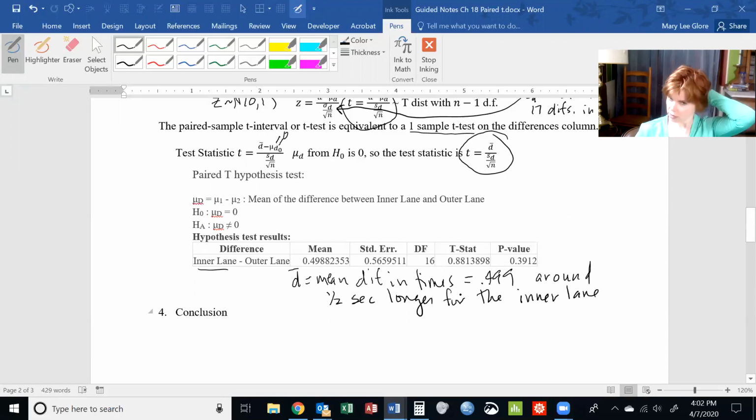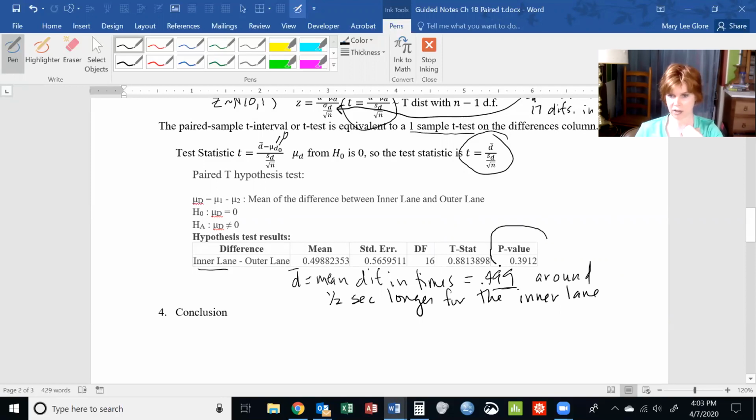So we're looking at that. For those 17 racers, it's a half a second longer in the inner lane. This means there's the potential that the outer lane has an advantage, so maybe on average, for all races, the outer lane is faster. But this is only 17 races, so is half a second a big deal? In order to find out, I have to do the test and look at the p-value.